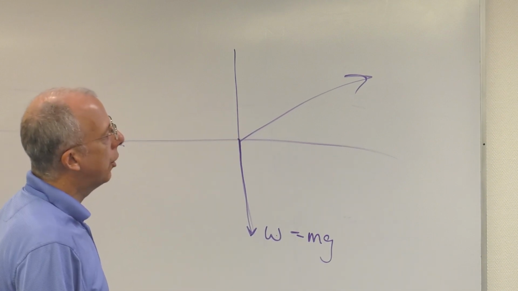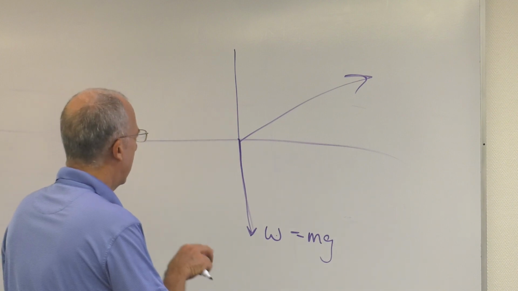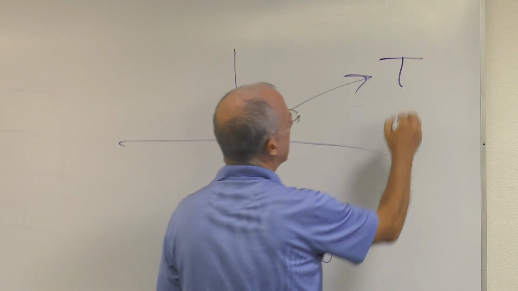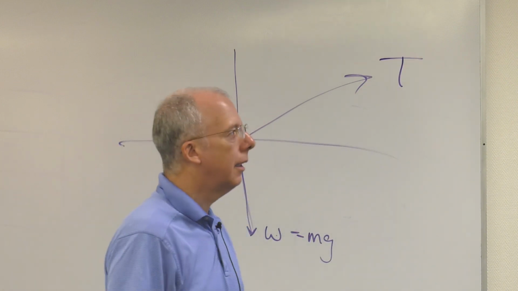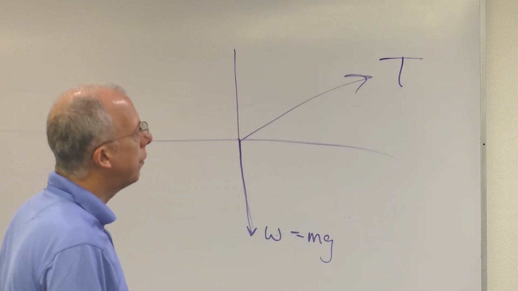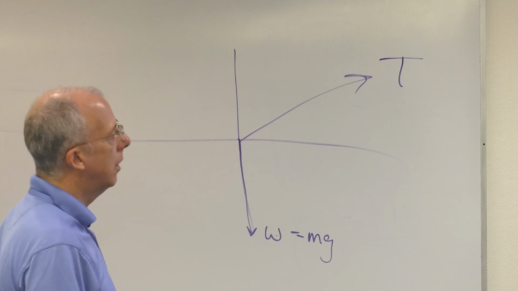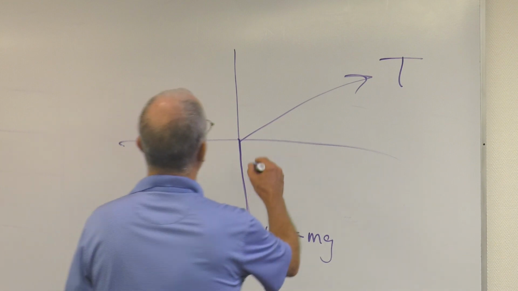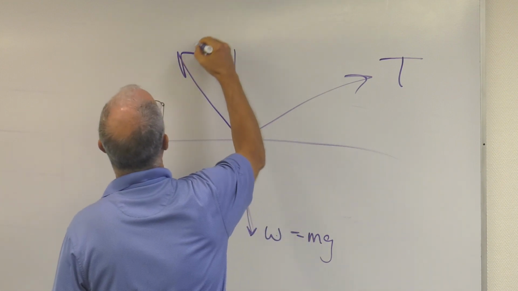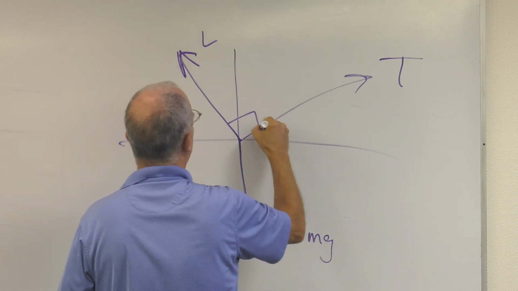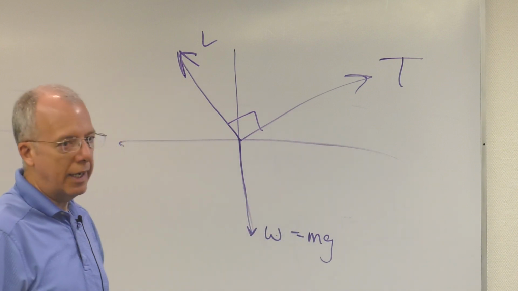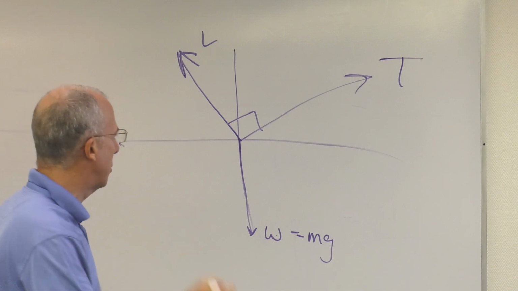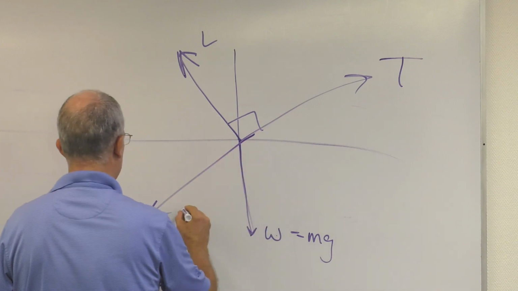The engines provide a thrust. The thrust is along the direction of motion. It's too bad they use T, because we use T for tension, sorry. In addition, there's a lift force and an air resistance force. It says the lift is perpendicular to the velocity, so the lift is like that, where this is a right angle. And the air resistance is always opposite to the direction of motion, so it's something like that.